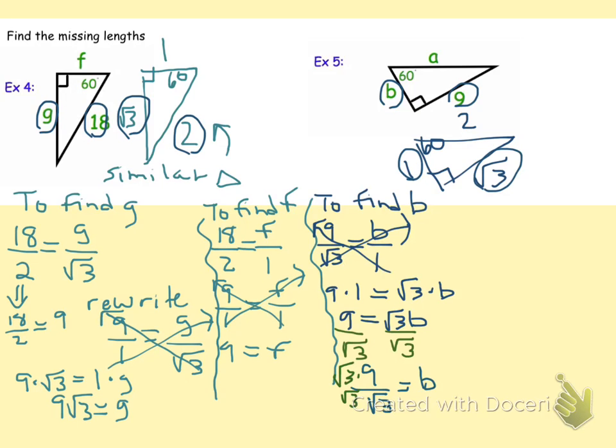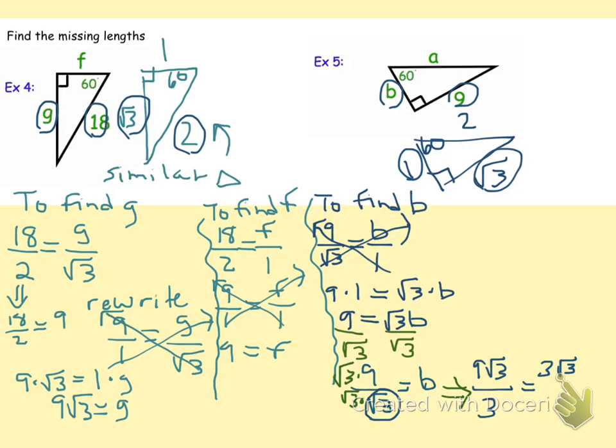Now, what that green mark is, I'm multiplying both the top and the bottom of this fraction by root 3 because we can't have a radical in the denominator. So to get rid of the radical in the denominator, I multiply both the top and the bottom by whatever radical is on the bottom. Root 3 times 9 gives me 9 root 3 on the top, and root 3 times root 3 is just 3 because that's the same as square root 3 squared. So the square root and the square cancel, and we're left with 3 on the bottom. On the top, we have 9 root 3.